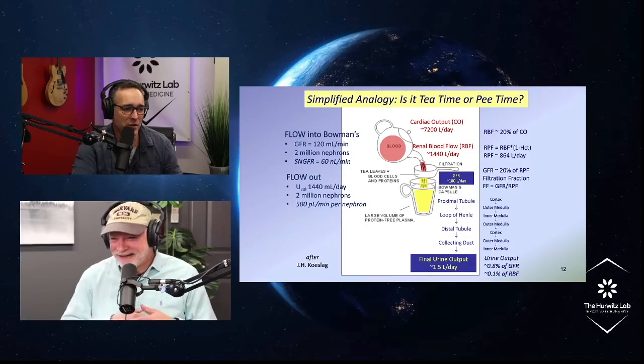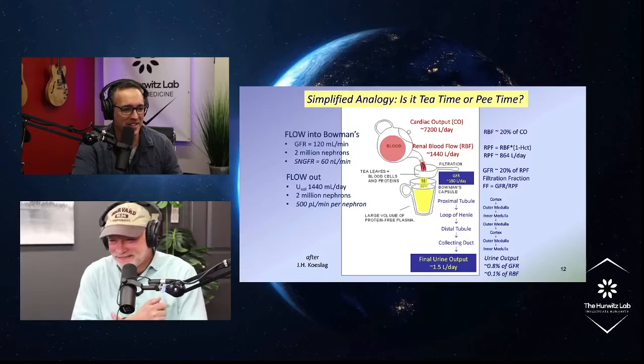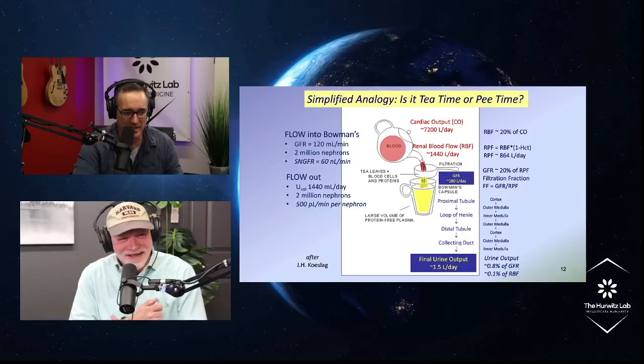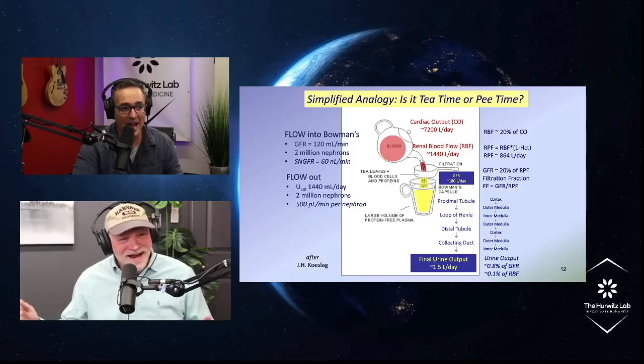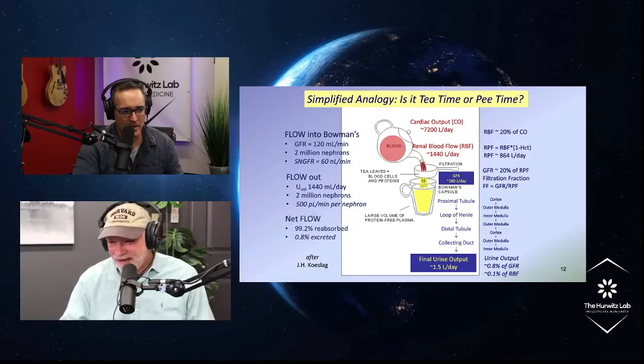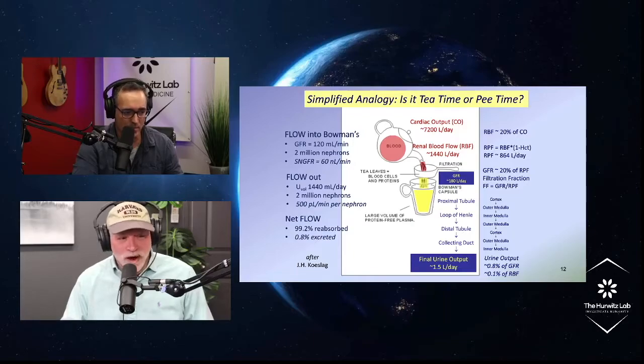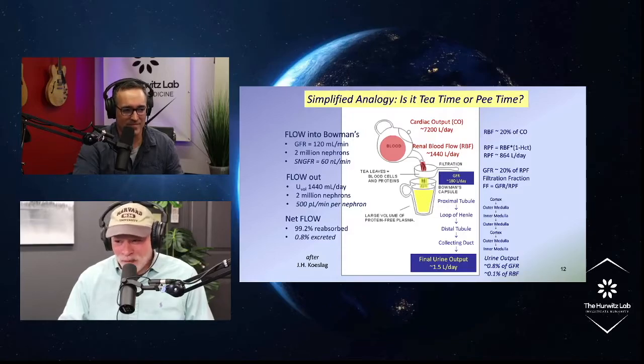Urine volume, 1440 mLs per day. You've got 2 million nephrons, that gets you 500 picoliters per minute per nephron of flow out. And a picoliter is a millionth of a millionth. Right. Okay. So that's a good number. So in the net, as you mentioned, only 99.2% reabsorbed and 0.8% excreted. Right. And so if you're looking at that 0.8 and you're trying to talk related to clearance, this is a small tail trying to wag a big dog. That will come in, you'll see that with my example.